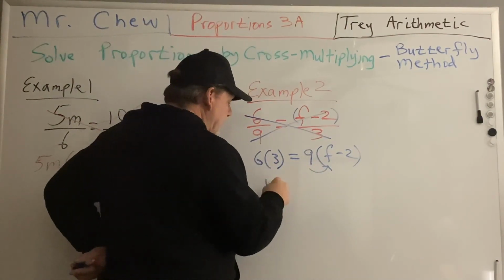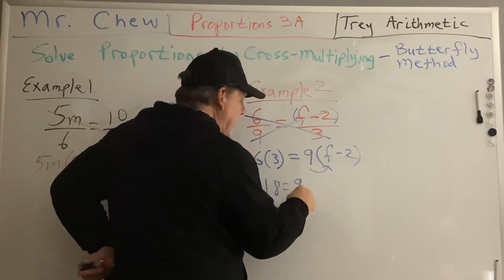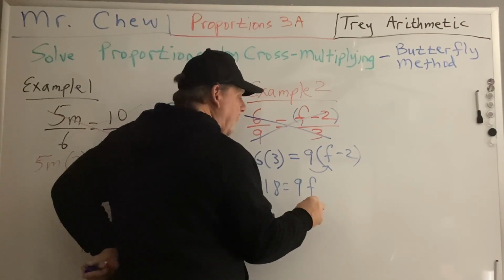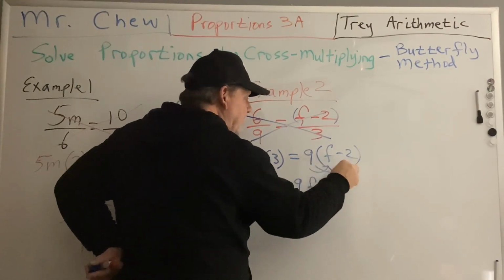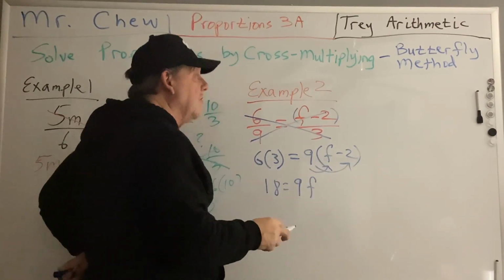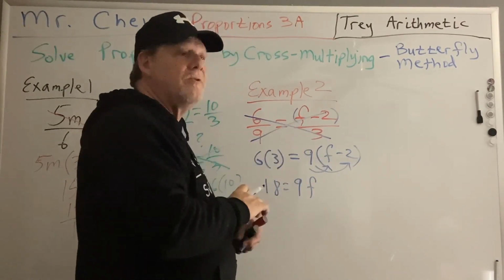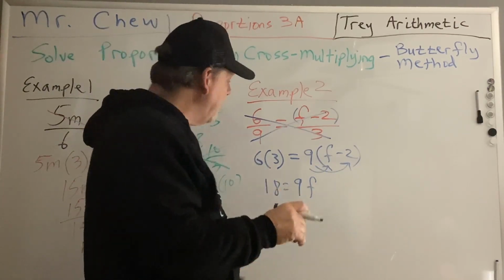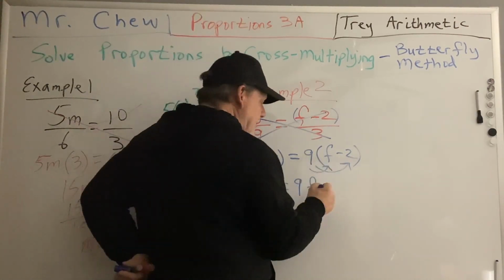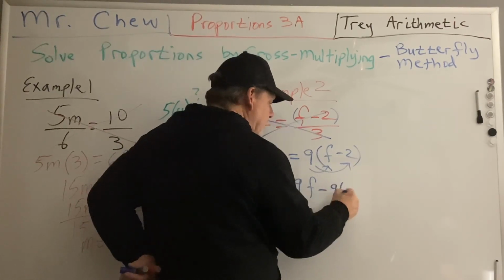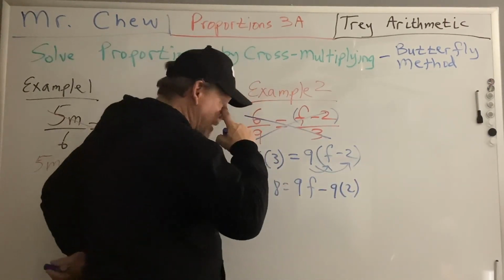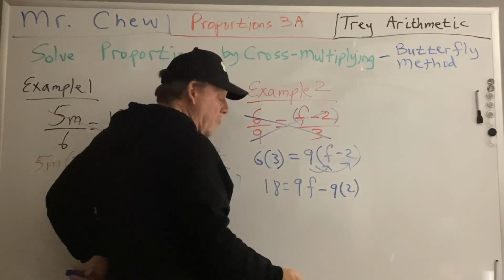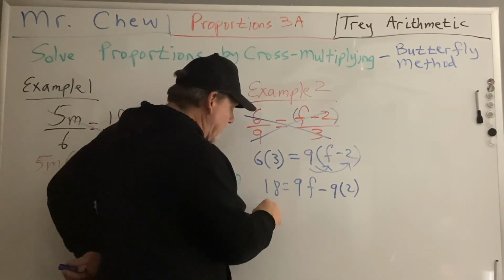6 times 3 is 18. That is 9 times f, which is 9f. I have to distribute the 9 across there. So there are some other videos about the distributive property that I've already done and put on my YouTube channel. So that's 9 times 2. Now I have to simplify this before I can start my inverse operations on the two-step equation.